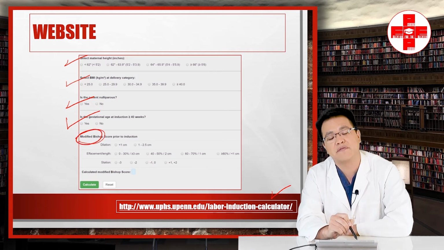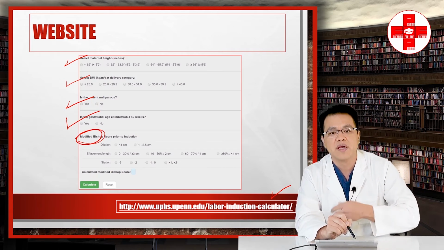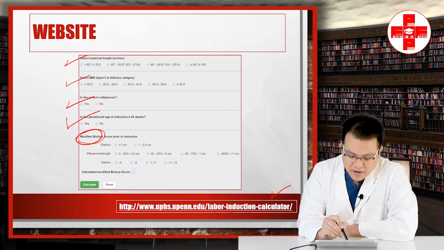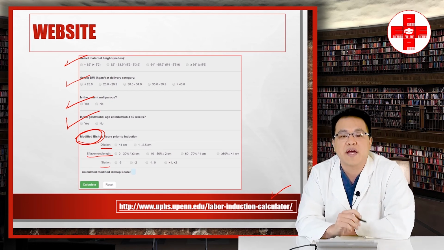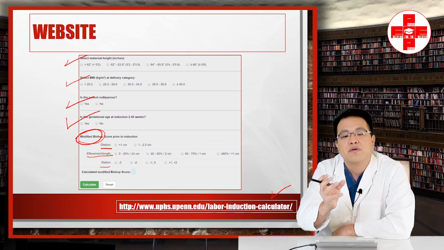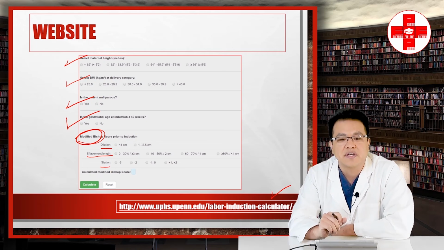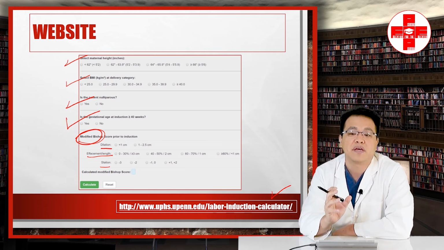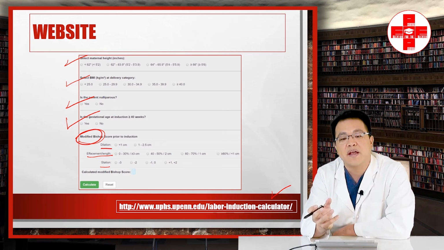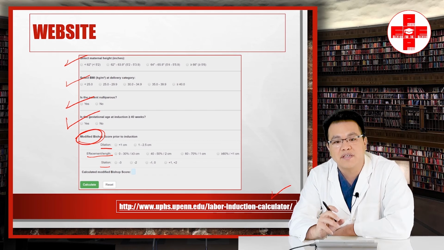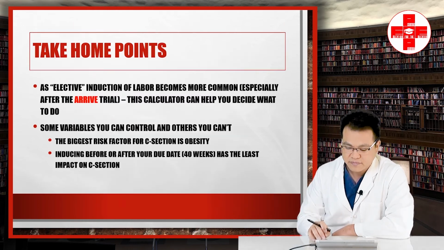This requires a vaginal exam or a cervical exam by your obstetrician or provider. And we just need to know your dilation, your effacement, or the length of the cervix, and finally the station. And that will actually punch out a risk for C-section. And again, if this is a purely elective induction of labor, that number might help you decide whether or not it's a good idea or a bad idea.